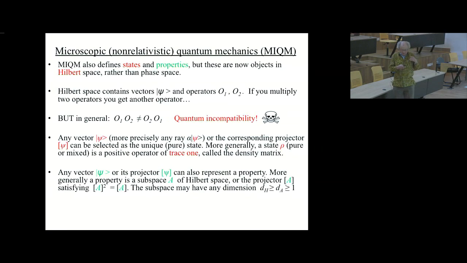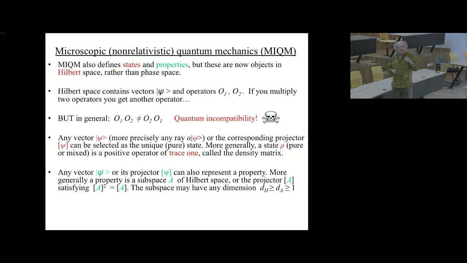Now, a vector or its projection, here I've defined as a state, but it also can represent a property, because I define a property as a subspace of Hilbert space. Now, it's not just a subset, it's a subspace. It's itself a Hilbert space. So A is a set of vectors. It can be just a single vector, or it's a subspace of Hilbert space, and to every subspace of Hilbert space, I can associate a projector. If it's one-dimensional, then it's just a vector. But if it's higher dimensional, it can be represented by a projector.